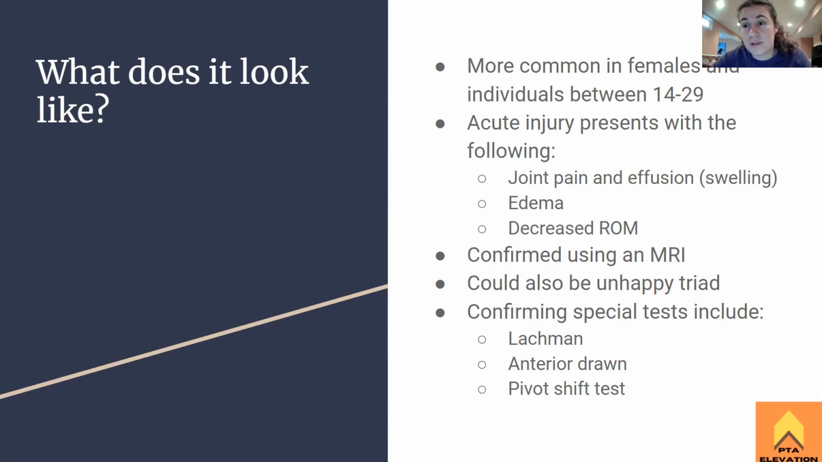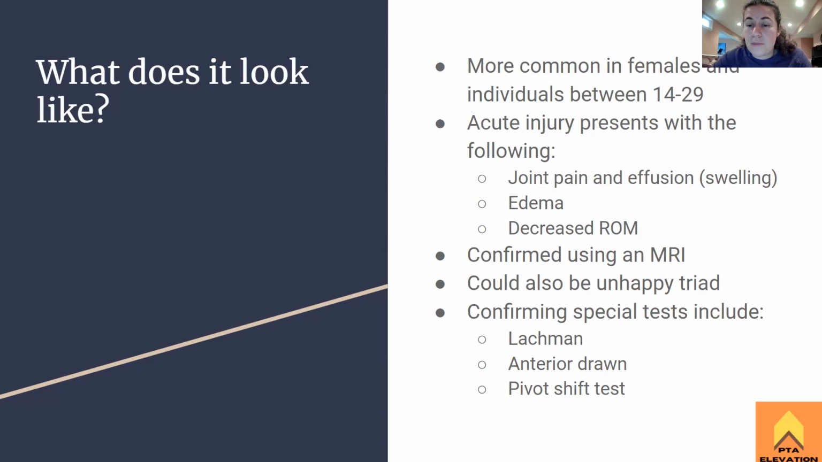We know insurance companies are stupid and won't pay for an MRI. So we will probably be doing, the PT at least will be doing, some special tests to confirm what's going on. These special tests include the Lachman Test, the Anterior Drawer test, and then the pivot shift test. So that should say Anterior Drawer, and it's corrected in the next slide.